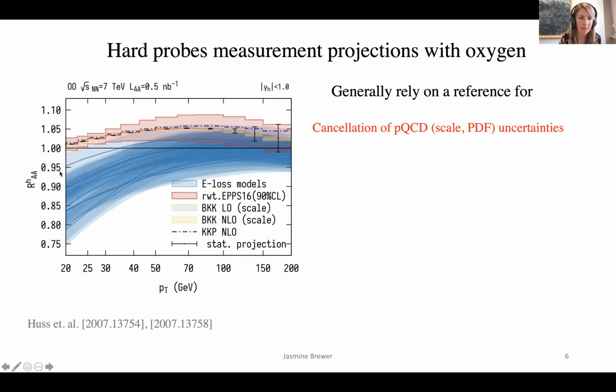What I mean by that is that here in blue is a spread of not unreasonable energy loss models compared to the nuclear PDF baseline in red. The hope is that by looking, for example, at hadron spectra at relatively low pT, it might be possible to measure suppression of hadrons and/or jets in oxygen collisions.